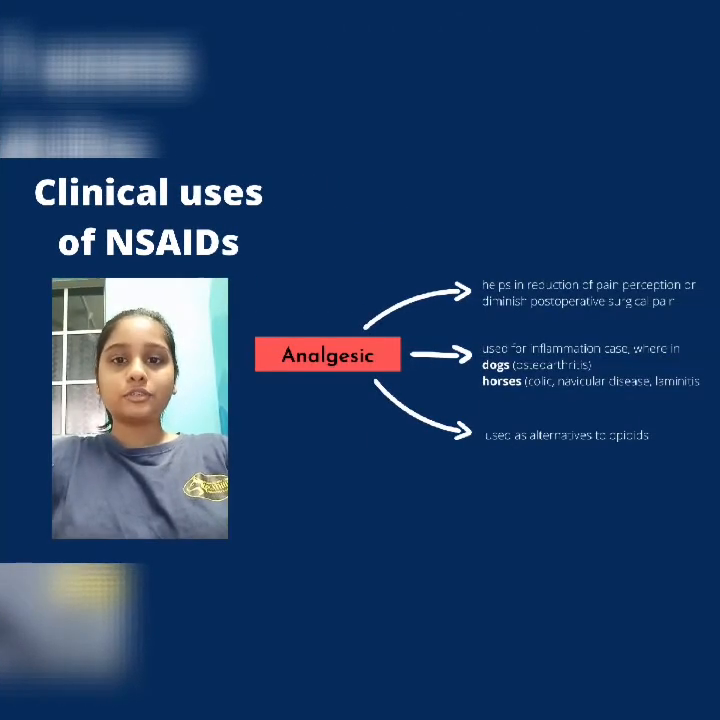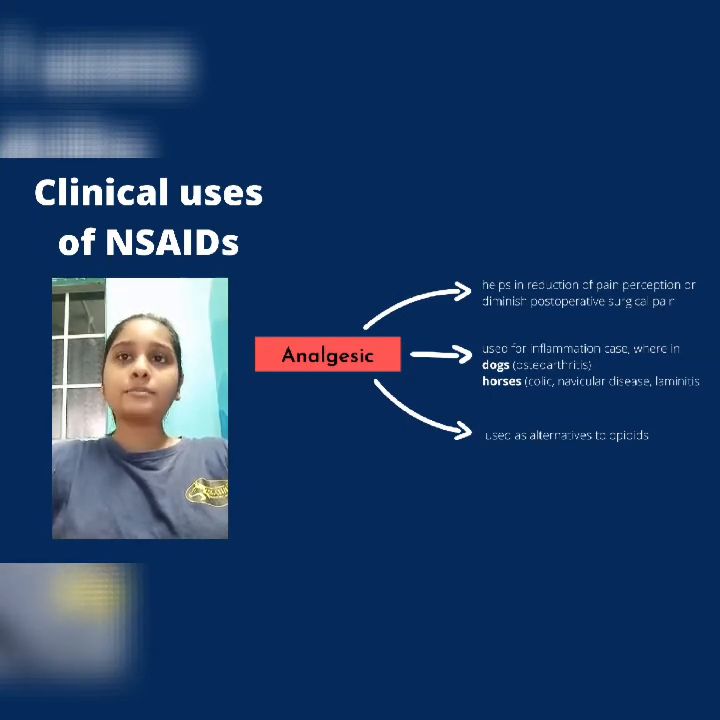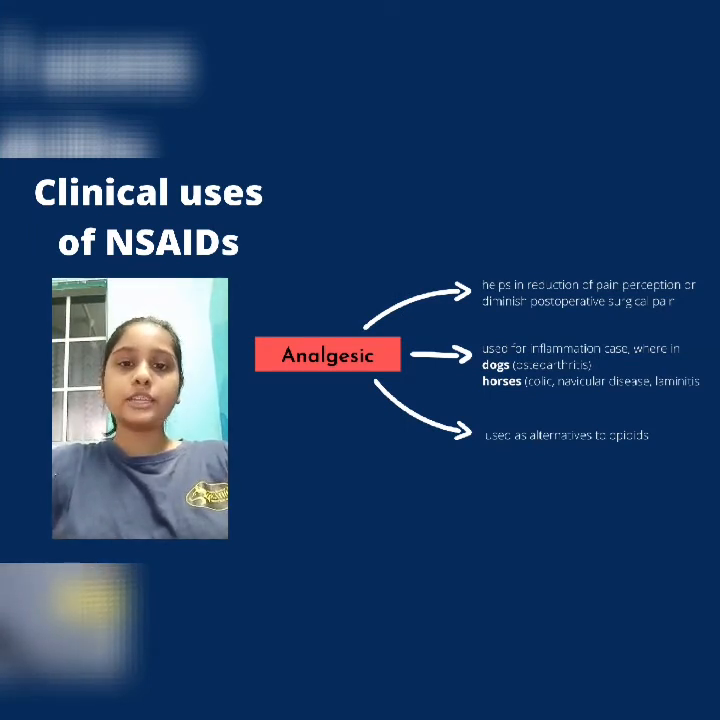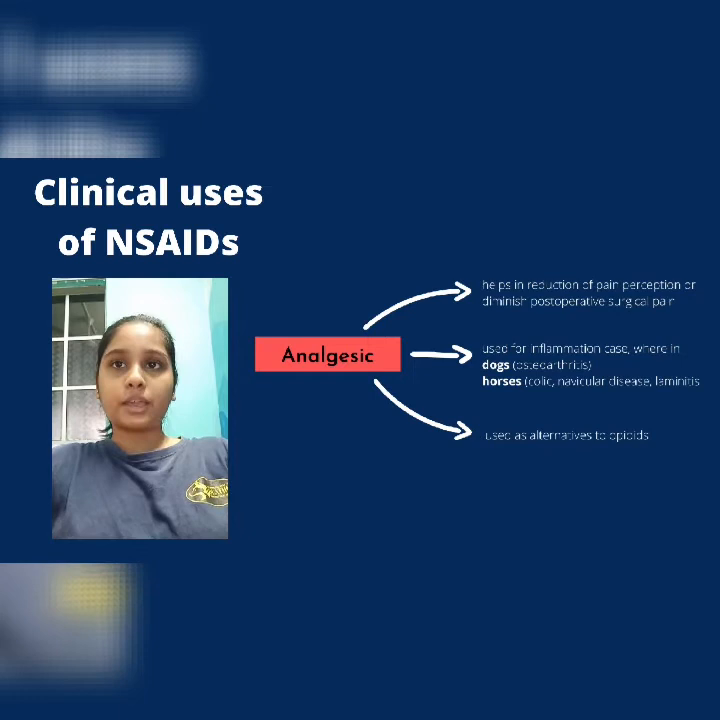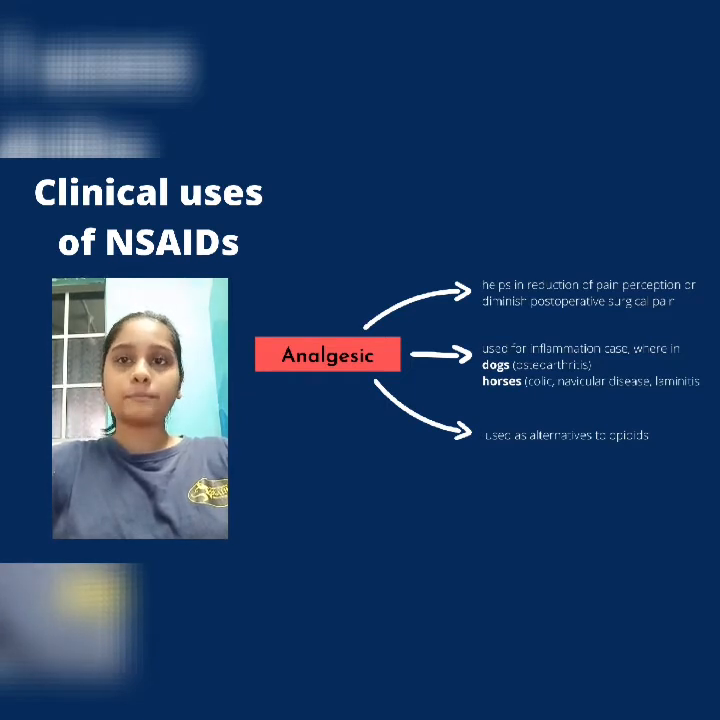The third clinical usage of NSAIDs is that it helps in reduction of pain perception and diminishes postoperative surgical pain. For example, NSAID is given as an analgesic to relieve chronic pain in cases that are associated with cancer. Next, it is also commonly used in the veterinary field to relieve inflammation pain. Such as in dogs, it is given for osteoarthritis condition, whereas for horses, it is given to relieve pain from colic, navicular disease, and laminitis.